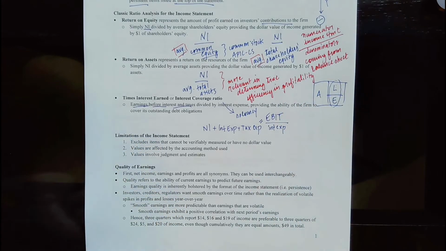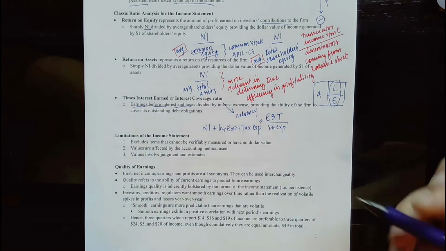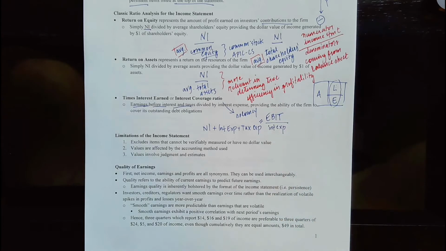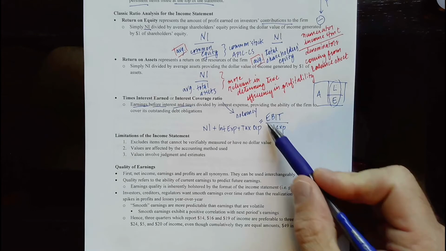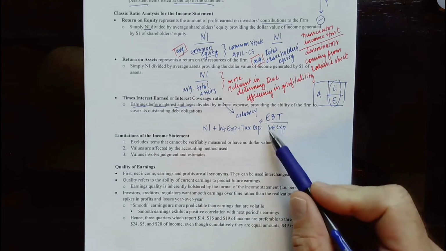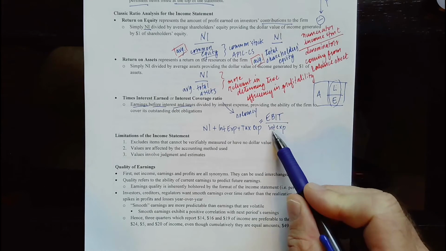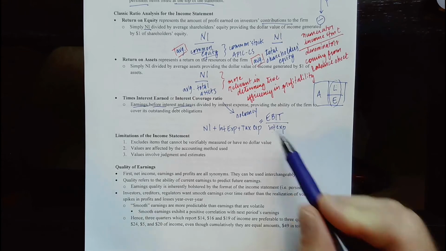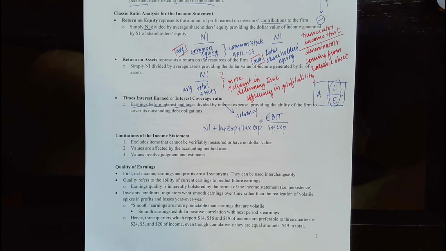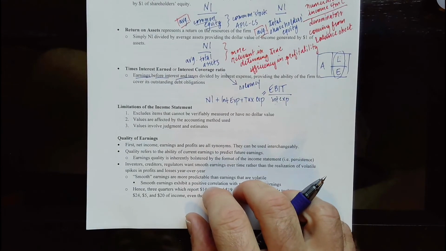And this gives us the idea that if we have $100 of EBIT, earnings before interest and taxes, and we only have $10 of interest expense, then I could cover that 10 times over, so 10 years of interest by just one year of EBIT. I'm good for 10 years, because this would also be expressed in annual terms, annual interest expense on the income statement. So, some of the limitations of the income statement.